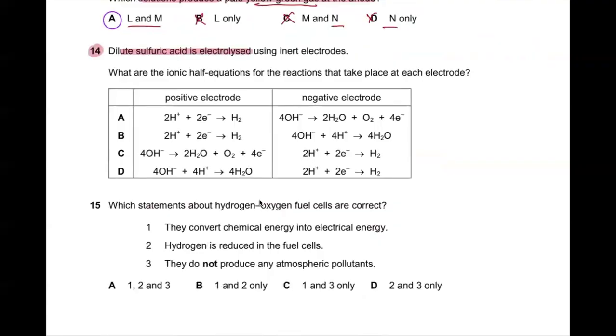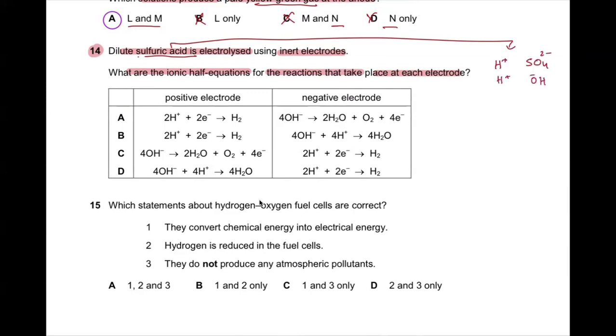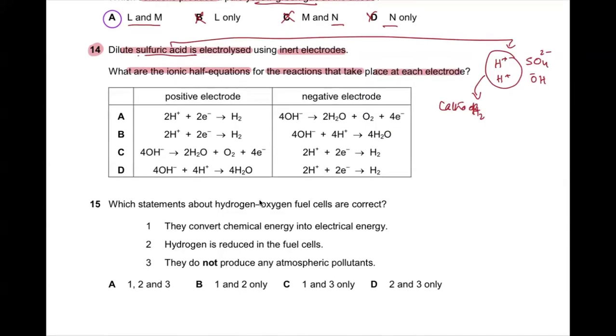Now, question number 14. Dilute sulfuric acid is electrolyzed using inert electrodes. What are the ionic half equations for the reactions that take place at each electrode? Okay, we are using dilute sulfuric acid. So, for dilute sulfuric acid, we have hydrogen ions and sulfate ions from the sulfuric acid, and hydrogen ions and hydroxide ions from the water. So, these are going to turn into hydrogen at cathode, right? And sulfate doesn't, but hydroxide turns into oxygen.